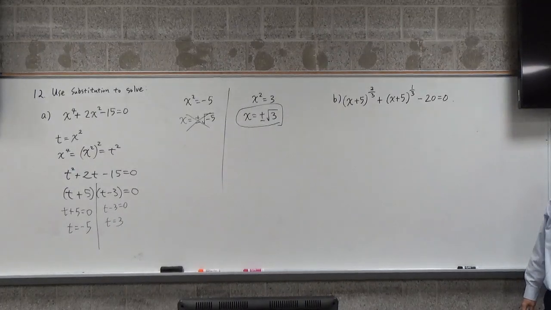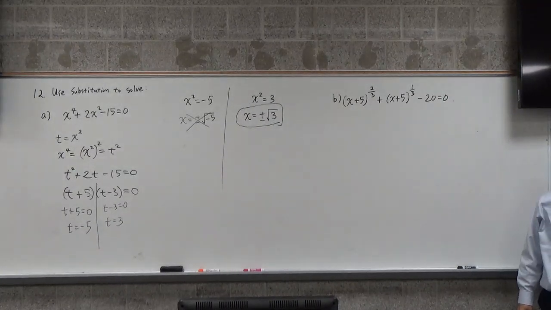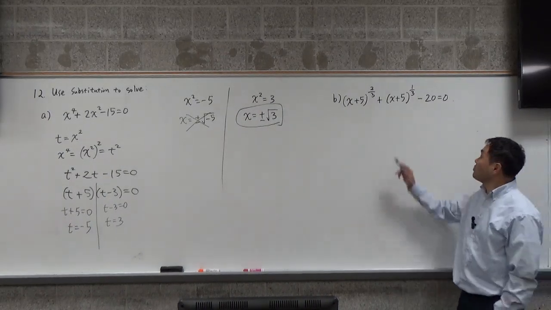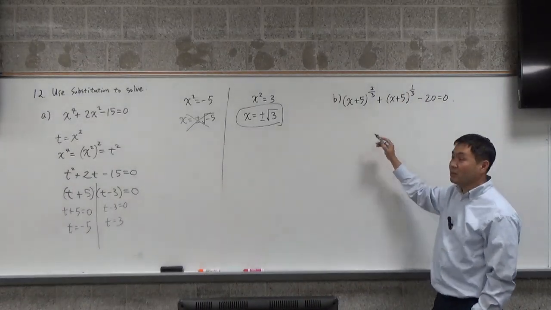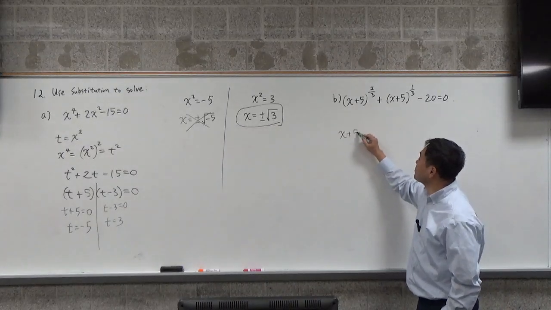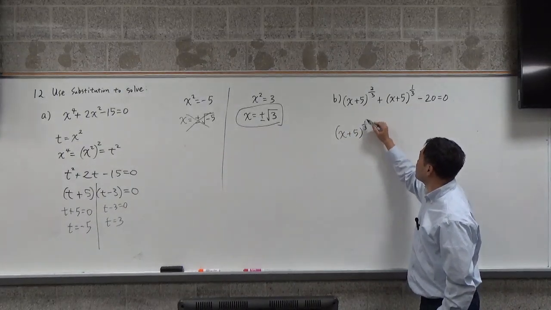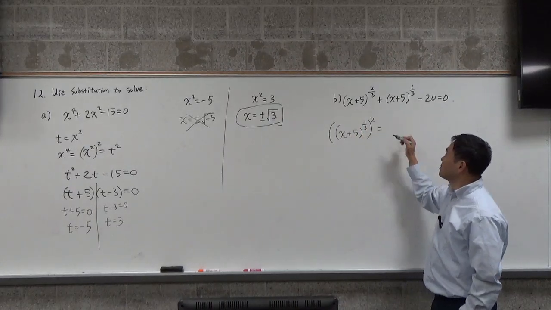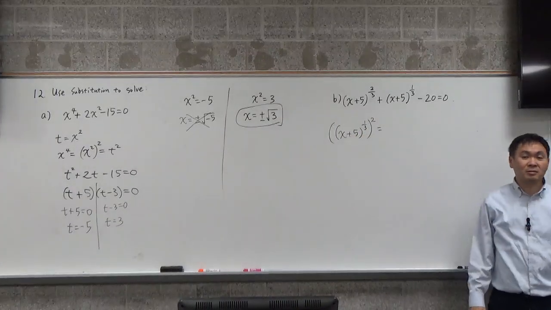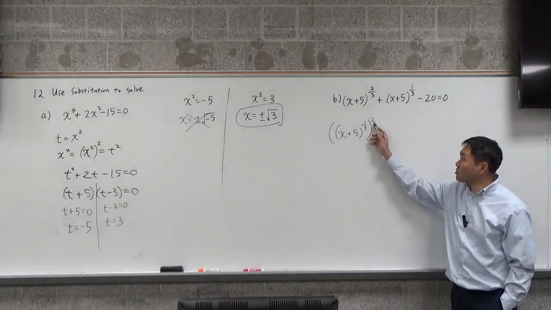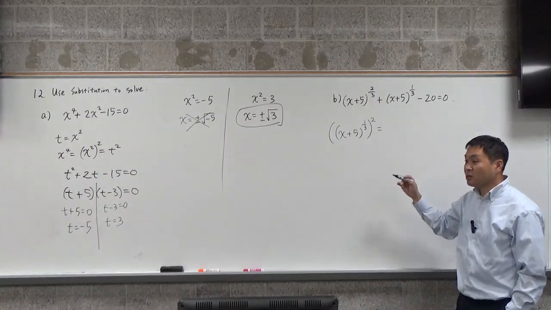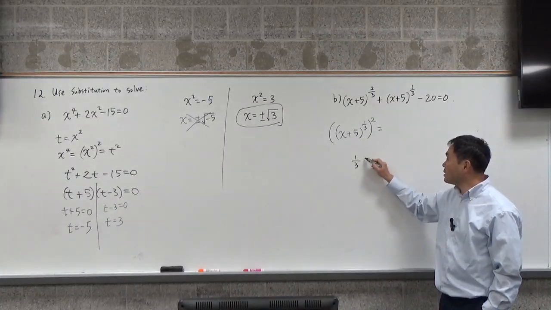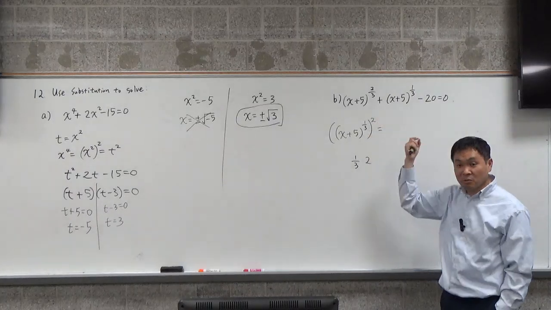This looks more complicated. It's scarier. But you still see that structure. If you take this thing and square it, what would you get? If you take x plus 5 to the 1/3 power and you square this, what would you get? What's the rule for exponents here? Yeah, you get 2/3, right? Because it's 1/3 times 2. These two exponents multiply, right?